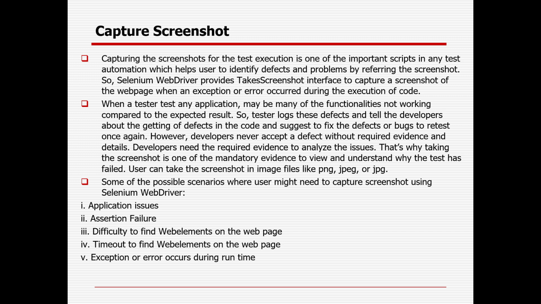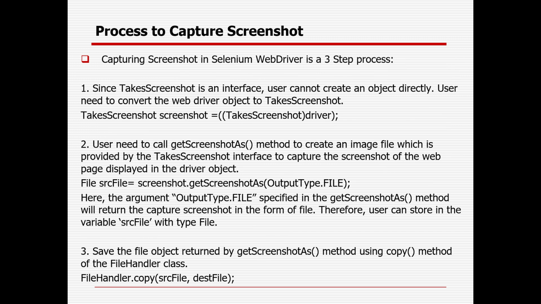That's why taking a screenshot is one of the mandatory pieces of evidence to view and understand why the test has failed, or sometimes, for a pass also, you need to take the evidence. The user can take the screenshot in any file format, like png or jpg. Some possible scenarios where a user might need to capture a screenshot using Selenium WebDriver are application issues, assertion failure, difficulty finding a web element on the web page, timeout finding web elements on the web page, or exceptions or errors occurring during the actual run time or execution.